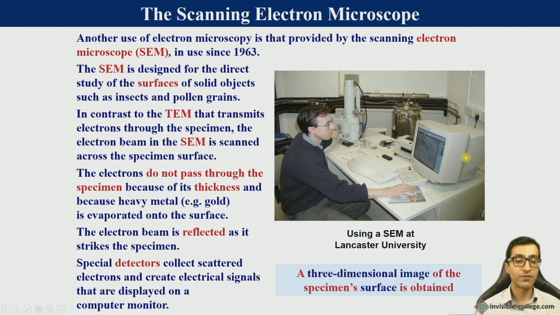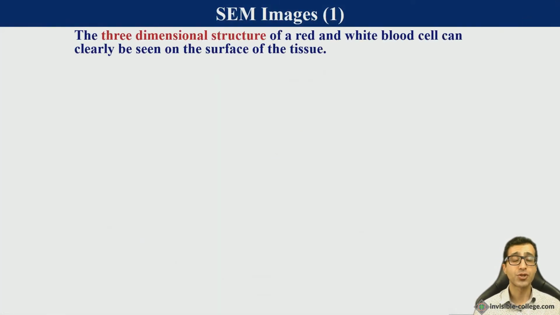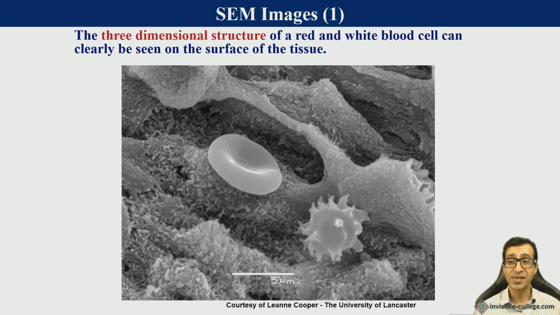Now, one of the advantages for viewing surfaces using a scanning electron microscope is that it can produce very three-dimensional looking images of the specimen surfaces. So you can see here one such image of an ant, and you can even see the fine hairs on the surface of the exoskeleton of the ant, and this shows the scale bar down here. So the three-dimensional structure of red and white blood cells can also be seen here, for example, and again you can see the scale bar here. Here we can see a leukocyte, here we can see a red blood cell.